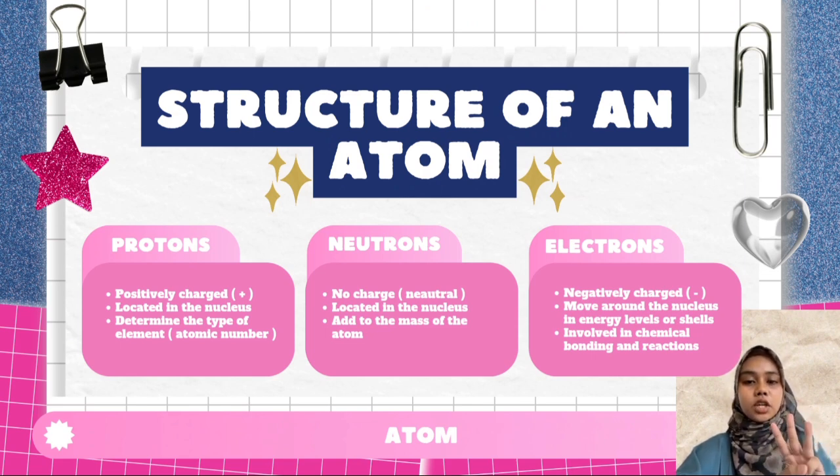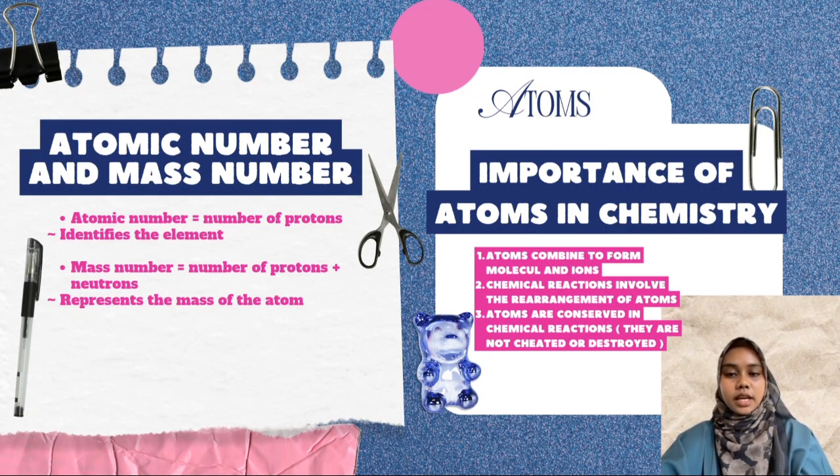So we move to the structure of an atom. There are three structures of an atom. Firstly, protons. Protons are positively charged, located in the nucleus and determine the type of element and atomic number. Next, atomic number and mass number. Atomic number is the number of protons, used to identify the element. Mass number is the number of protons and neutrons, which represents the mass of an atom.